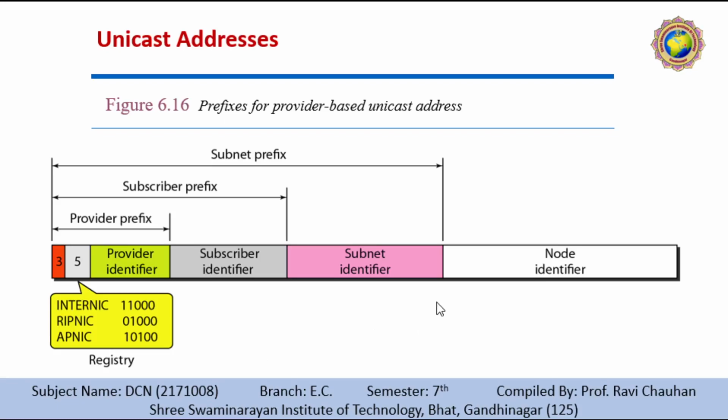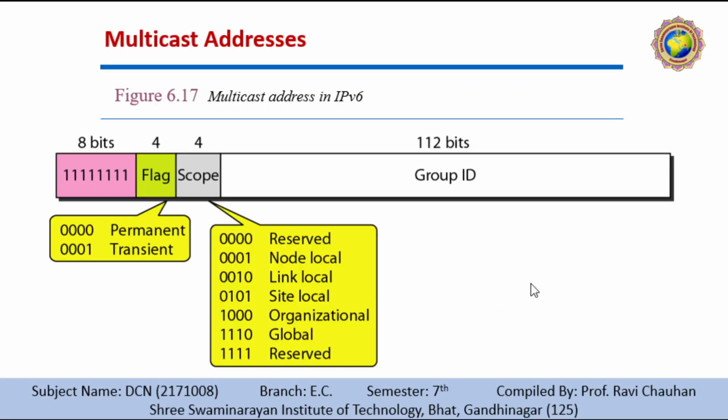So what are the multicast addresses? The multicast addresses are used to define a group of hosts instead of just one. A packet sent to a multicast address must be delivered to each member of the group. A figure shows the format of the multicast address.